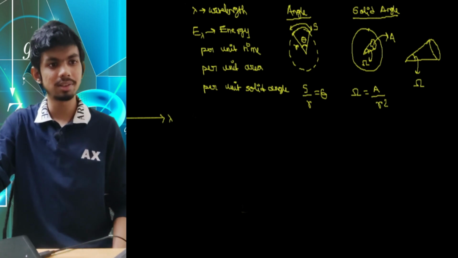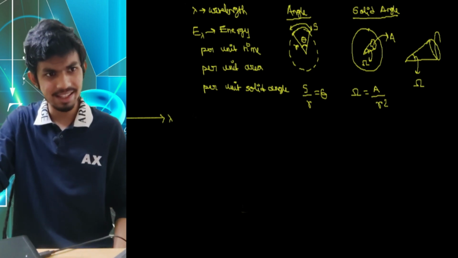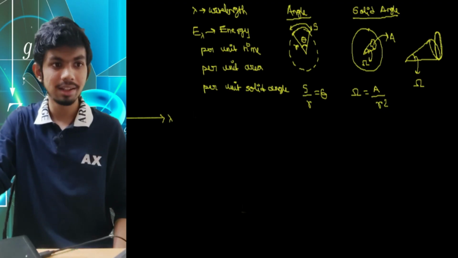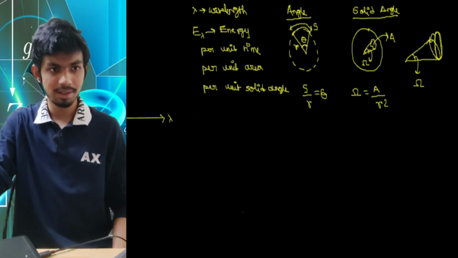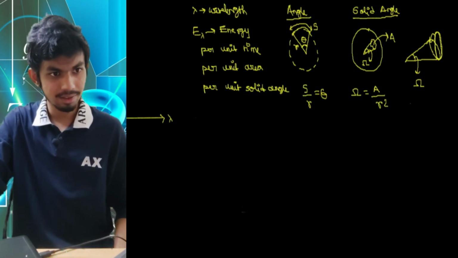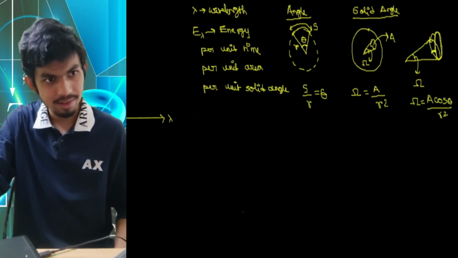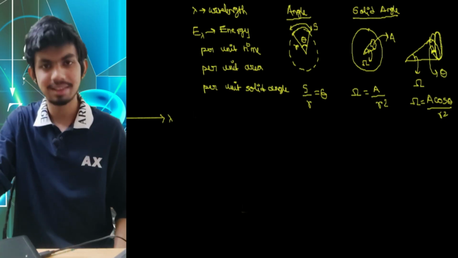Now, sometimes what happens is we get areas in this particular fashion, okay? And in those cases, you have to take the component of the area such that that particular area forms a part of a sphere. So in such a case, solid angle is defined as A cos theta by r square, where this angle is basically theta, okay?